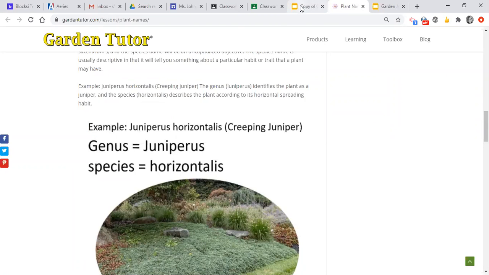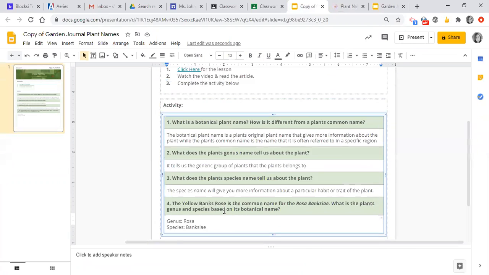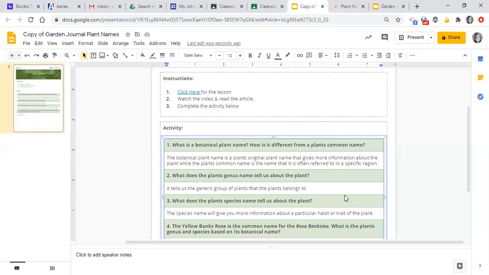So let's go back to our example where it says that the botanical name that we're trying to break apart is the Rosa banksiae. So based on our example, we can determine that the genus name of this would be Rosa, and the species name of it would be Banksiae. Okay, so that sums that up. Does anybody have any questions about this lesson before I move on? Plant names? All right, I'm gonna move on then.